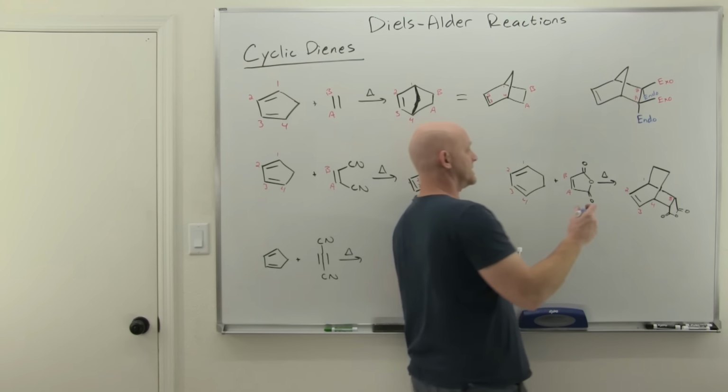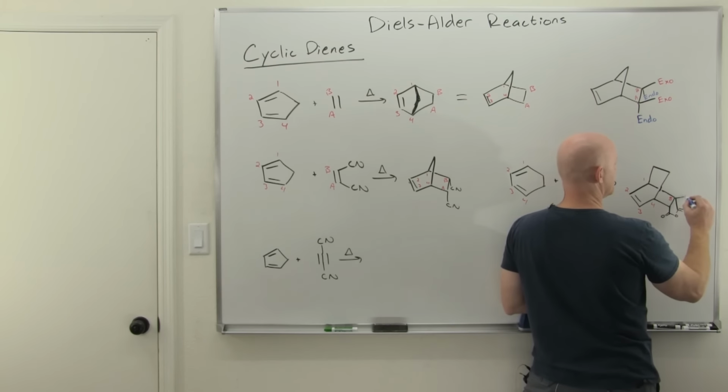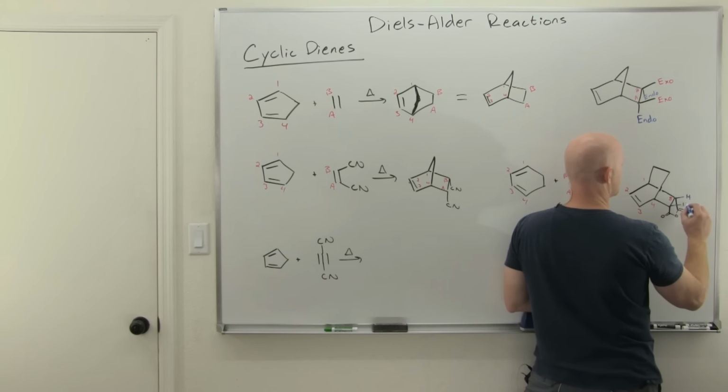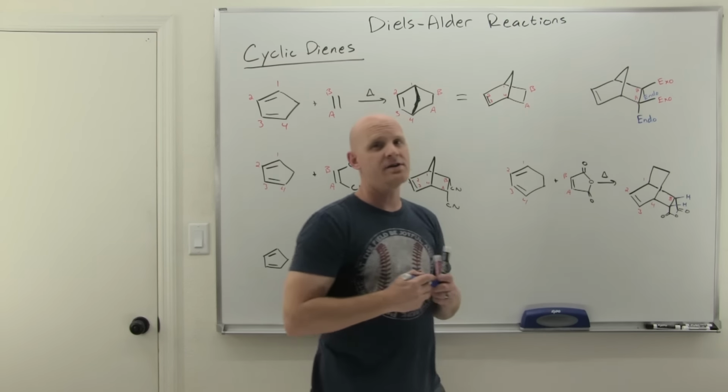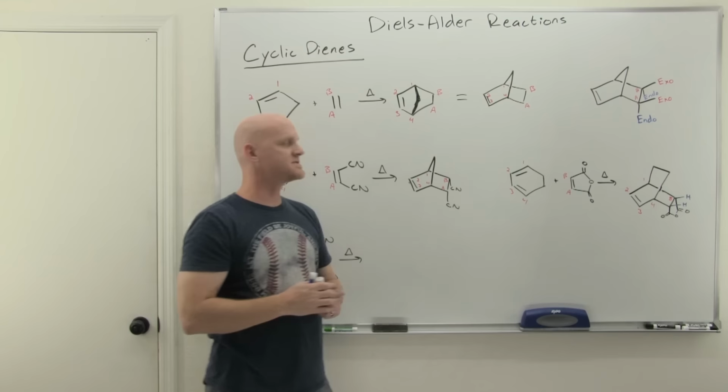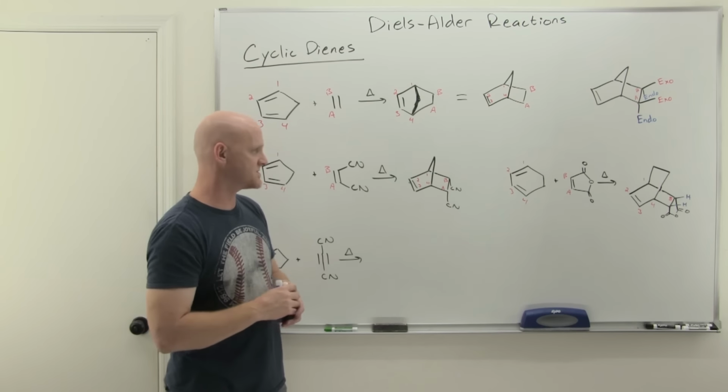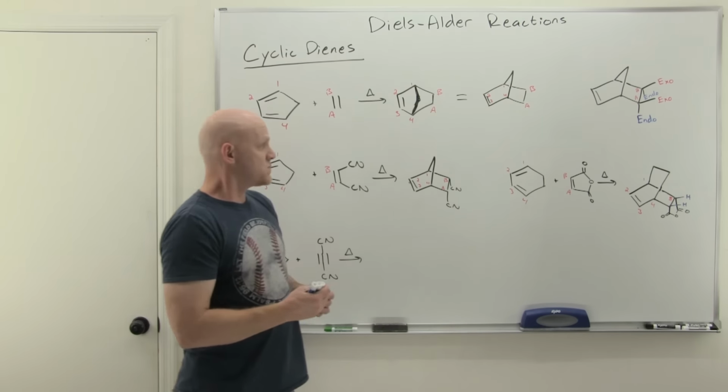And if that wasn't clear, if I wanted to make it even more clear, I could draw in the hydrogens to show my professor that I really knew what I was doing. The hydrogens are in the exo, but the 2 parts of that ring are definitely in the endo position. All right, so that's one way to do that.